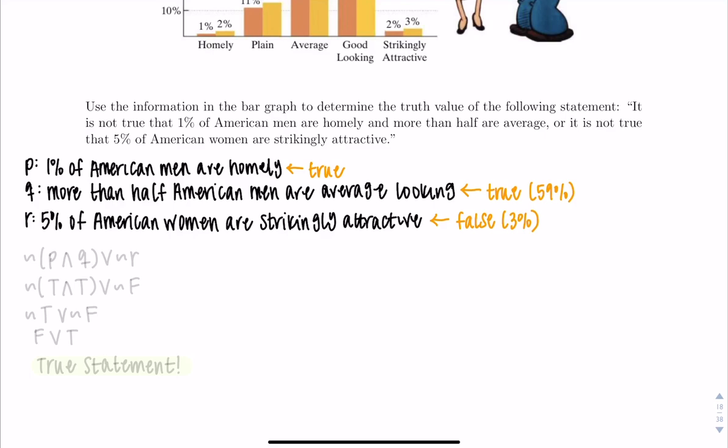So before the comma, we have a negation. It's not true that 1% of American men are homely, which is our P statement, and more than half are average. So P and Q. Or it is not true that 5% of American women are strikingly attractive. So this is the statement we're trying to figure out if it's true or false. We know our truth values: P was a true statement and Q was also a true statement, but R was a false statement. And so a true and true statement gives you a true statement. A not true statement becomes false, and a not false statement becomes true. And so a false or a true statement gives you a true statement.